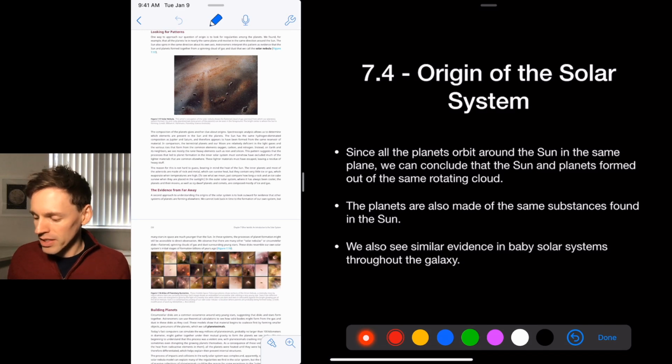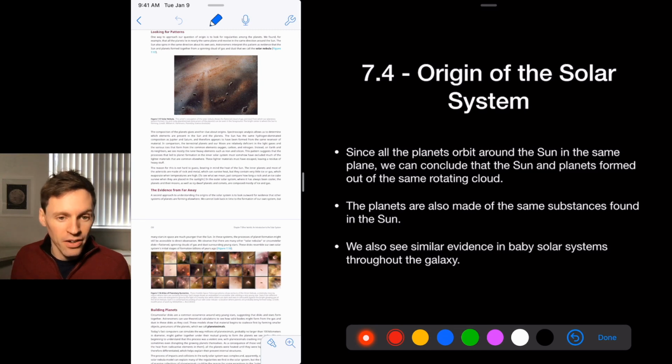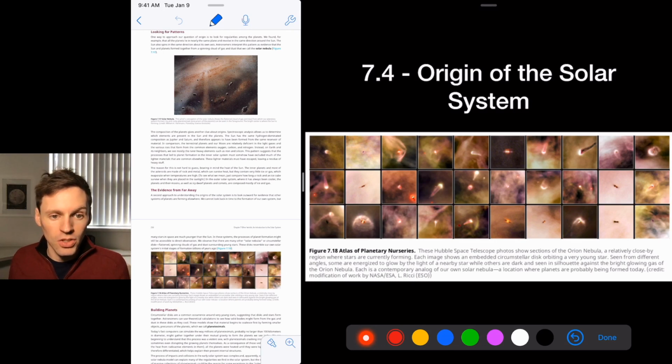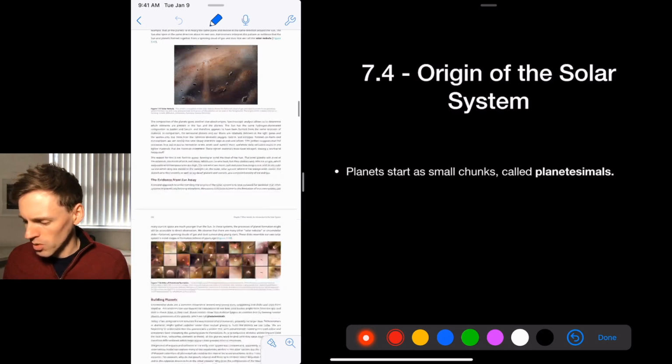So we see similar evidence in baby solar systems throughout the galaxy that planets and the stars form out of the same cloud. So this is a bunch of Hubble images of baby solar systems. These are star-forming regions where there's a baby solar system forming, and what we see is that a big cloud of gas or nebula is starting to collapse into a disk. And you can see these little disks here and those disks there, and these are called protoplanetary disks. And you can see the baby star systems forming with baby planet systems.